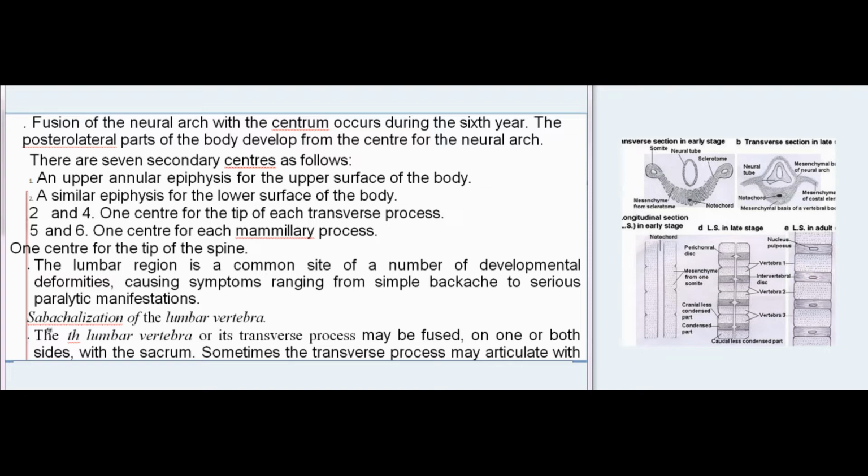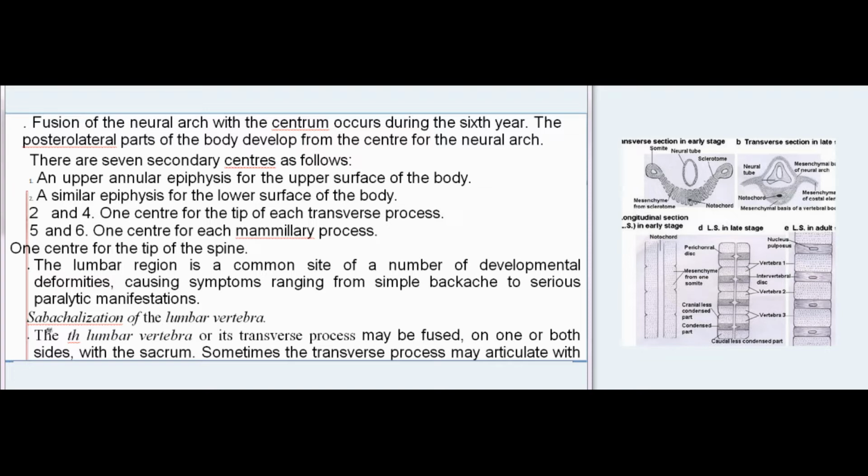There are 7 secondary centers as follows: 1. an upper annular epiphysis for the upper surface of the body, 2. a similar epiphysis for the lower surface of the body, 3 and 4. 1 center for the tip of each transverse process, 5 and 6. 1 center for each mammillary process, 7. 1 center for the tip of the spine. Fig 15.5, spondylolisthesis of fifth lumbar vertebra. Fig 15.6, cauda equina syndrome. Fig 15.7, posterolateral disc prolapse.